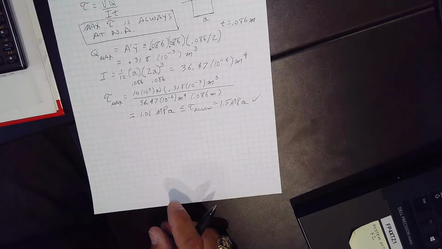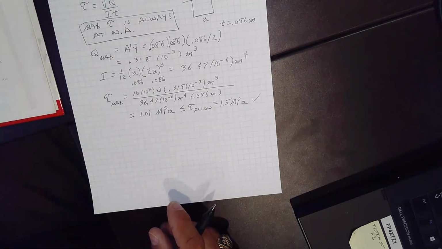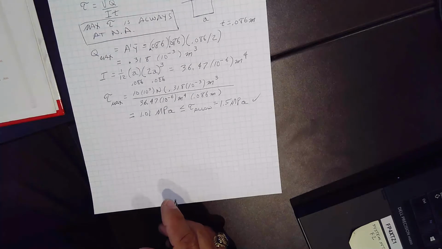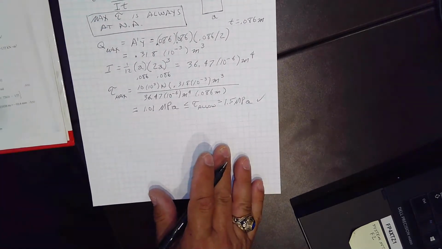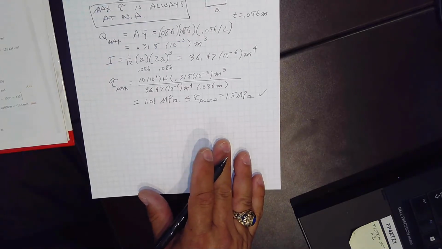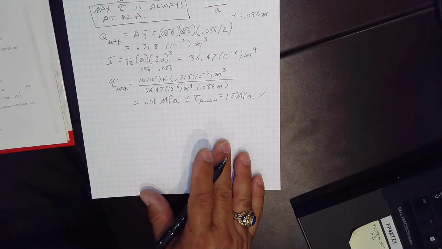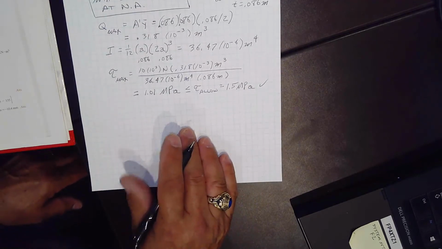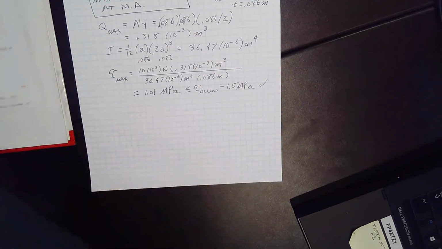Now what if we had said, let's make that out of an existing shape. I don't know if we can make an I-beam that small, but let's do another problem. Yeah, let's find another problem.